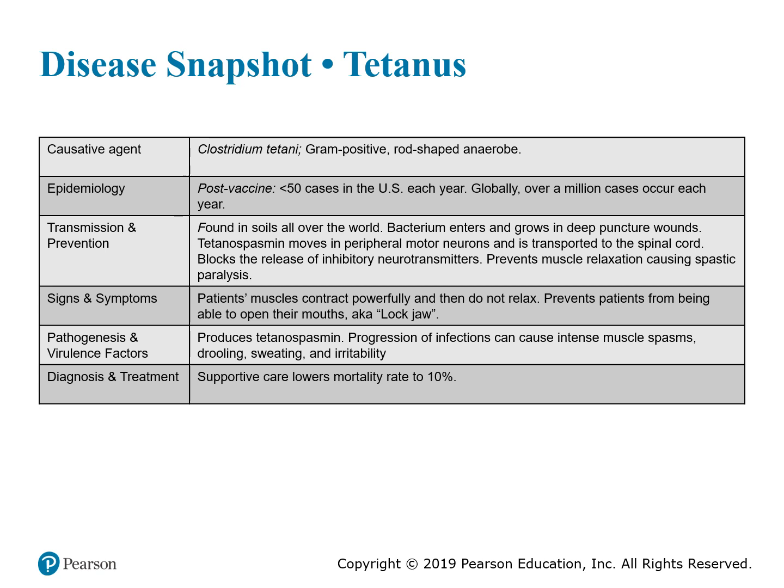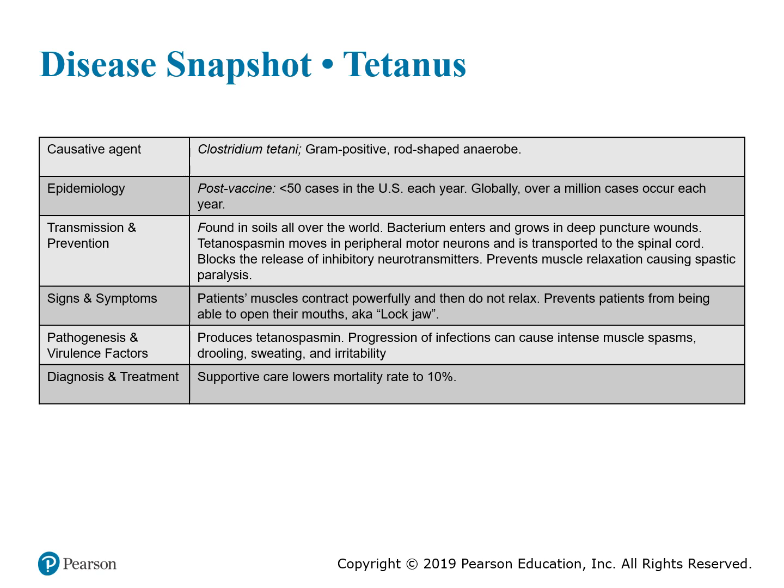From there, it'll travel to the peripheral nervous system where it invades those neurons. It can be transported to the spinal cord. And then it will actually block the release of inhibitory neurotransmitters, and then it prevents the muscles from actually relaxing, and it causes that spastic paralysis, or what we know as tetanus.